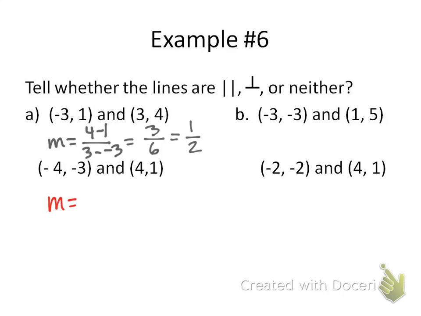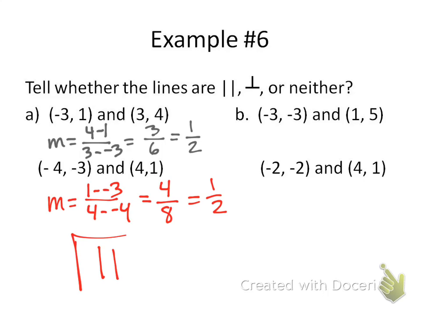Now I'm going to find the slope of the second one. So I have 1 minus negative 3 and 4 minus negative 4. That gives me 4 over 8, which reduces to a half again. So these have exactly the same slope. So what type of lines are they? Parallel. Great. And you don't have to write it out. You can use the symbol. I'm fine with that. Any questions?